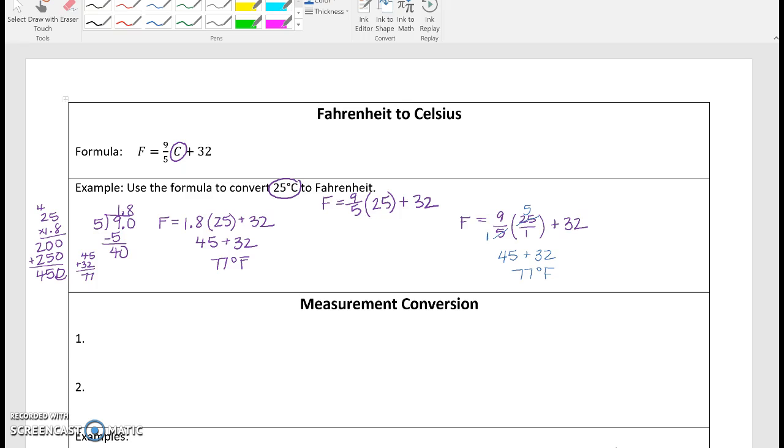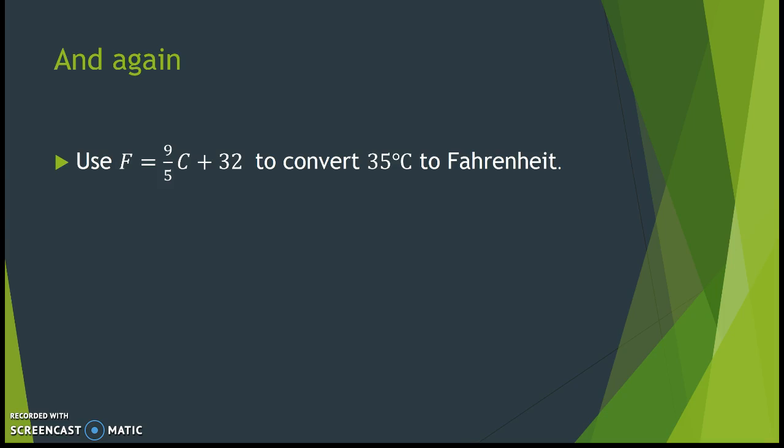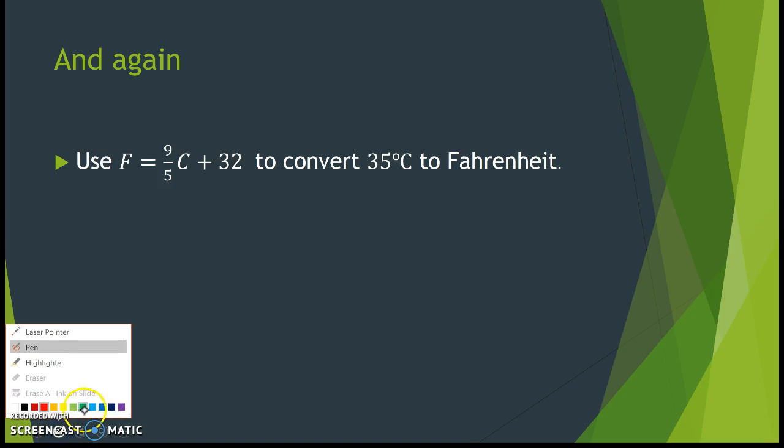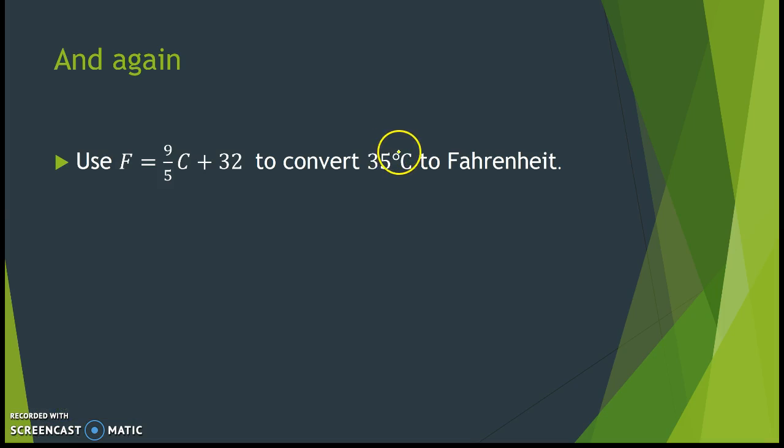All right, so at this point, as a class, we're going to go ahead and work on some practice problems for Fahrenheit to Celsius. Okay, so if you're going to go ahead and do the practice problems, this is your first one. So use the formula F equals 9/5 C plus 32 to convert 35 degrees Celsius to Fahrenheit. So all we're doing, remember, is we are taking our temperature in degrees Celsius and plugging it in for C. So go ahead and press pause and try the problem on your own.